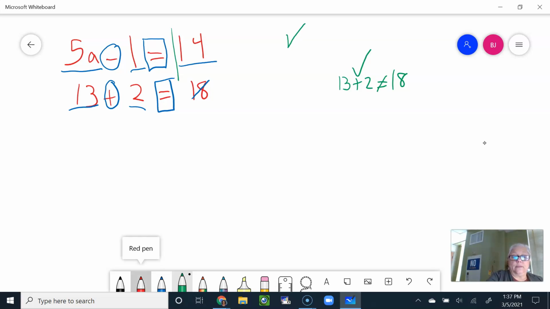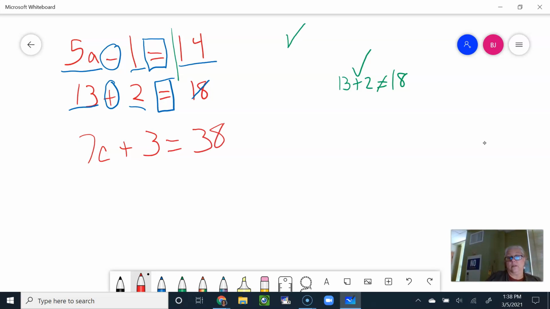Well, let's try another one. Let's say 7c plus 3 equals 38. Well, could 7 times something plus 3 equal 38? Yes, it could. So this would be yes, it is an equation.